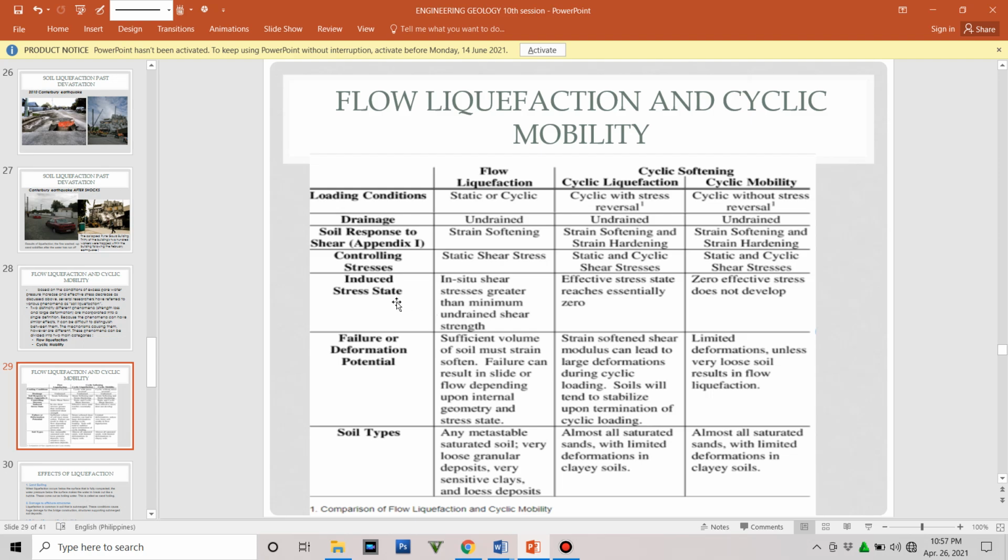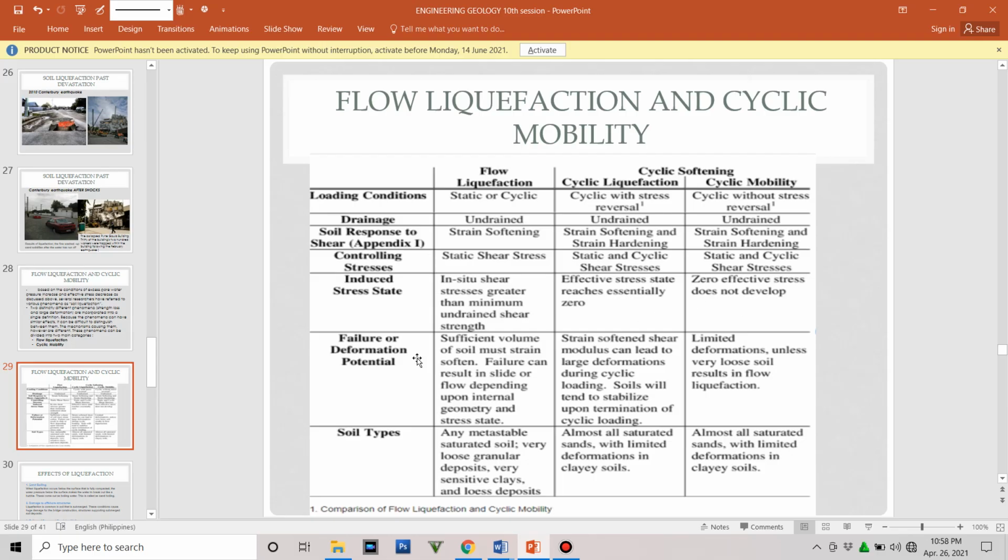So the induced stress state, in situ shear stress greater than minimum undrained shear strength. So maganda pa to, flow liquefaction, kaysa dito. Because ito, effective stress state reaches essentially zero. So kapag walang effective stress, there's no capability to transfer shear stresses on the layers. So cyclic mobility, zero effective stress does not develop.